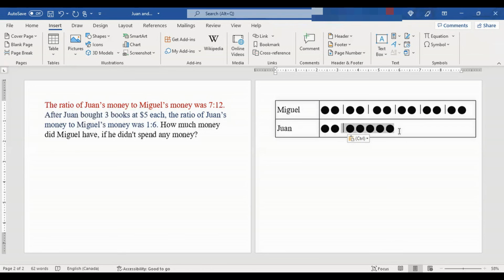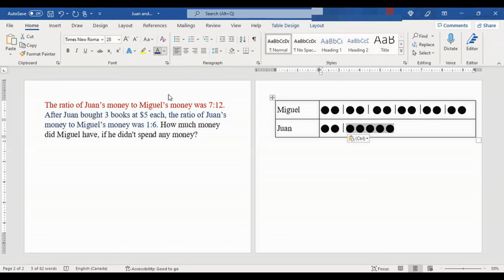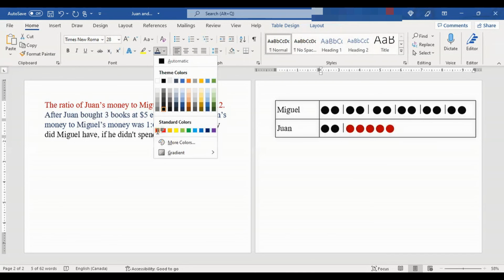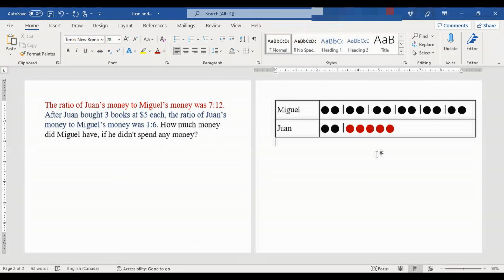The other 5 dots are going to represent the money that Juan spends. So we'll make those red, to represent that he spent them. So those 5 dots right there have to be the $15 that he spent. So if these 5 dots are $15, then we want to find out the value of 1 dot to get our answer. So if 5 dots are 15, 1 dot must be 15 divided by 5 equals 3.